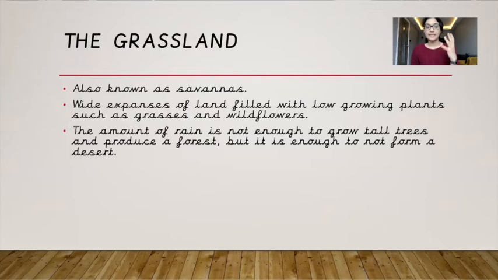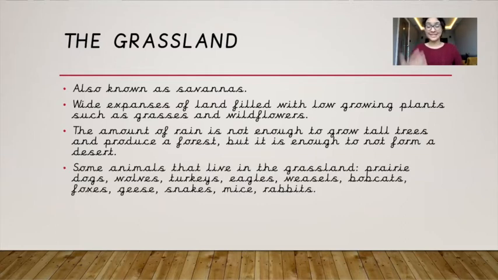So if it did have a lot of water and a lot of rain, then the grassland would become a forest, but we don't have enough water for that. But then if we didn't have enough water, it would form a desert, but we have enough water for it to not be a desert. It's, again, in between. Some animals that live in the grassland, you have prairie dogs, wolves, turkeys, eagles, weasels, bobcats, foxes, geese, snakes, mice, and rabbits.